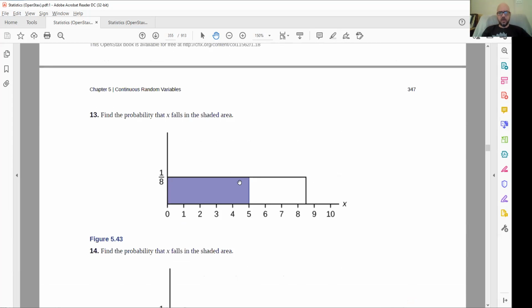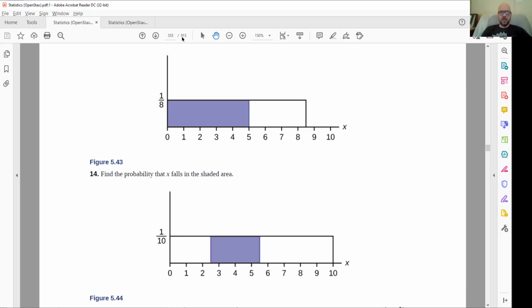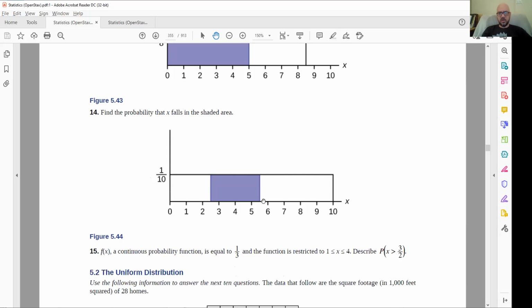So same thing here. The area of this is 5 out of 8, or 62.5%. The area of this one, it's a little harder to tell. I'm going to assume that's 5.5 and 2.5, so that means this is 3 units wide. You can also count 3 to 5 is 2, and then I got a half here and a half there is 3. 3 out of 10 is 30%.